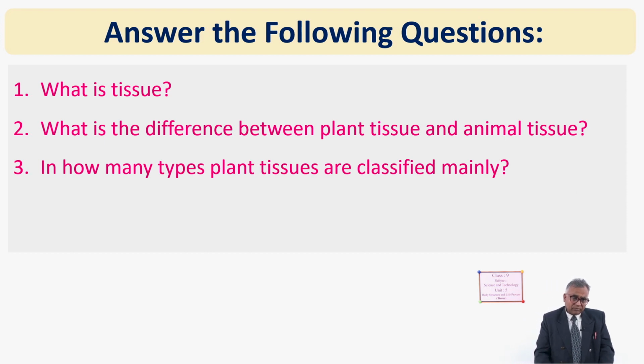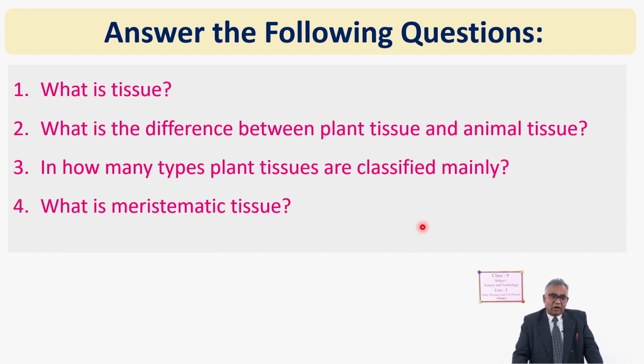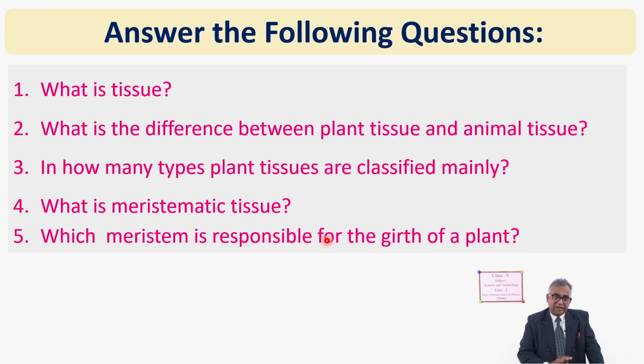You can write there. In how many types are plant tissues classified mainly? So they are of two types. You know it. Okay, what is meristematic tissue? Just we have finished about meristematic tissue. What is its speciality? Yes, only they have the capacity of cell division. And last one is, which meristem is responsible for the girth of the plant, for the wideness of the plant? Yes, just we have finished. It is lateral meristem. Very good. So we have finished about meristematic tissue.